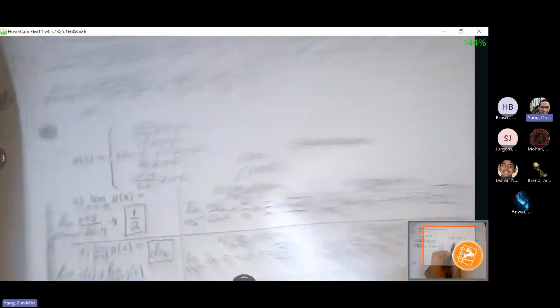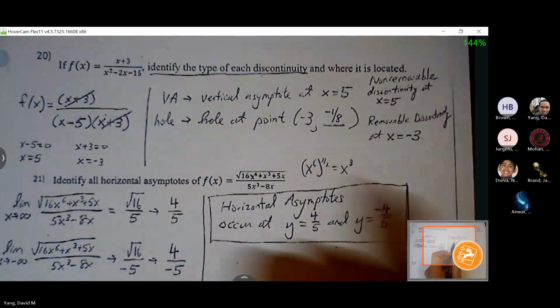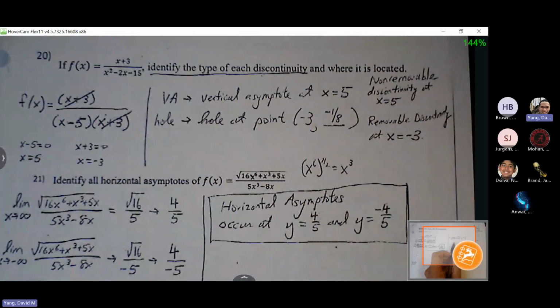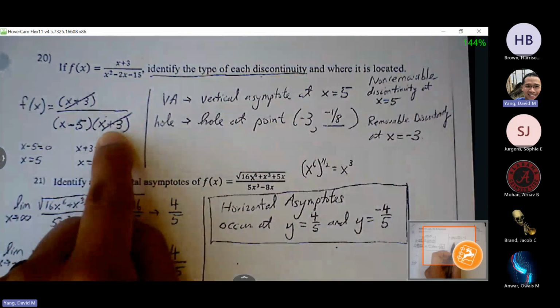Let's see, page 3, this is number 20. Number 20 says identify each type of discontinuity. So discontinuity can either be a jump discontinuity, a vertical asymptote, or involve a hole. If we factor everything out, it's a little bit easier to identify potential issues.